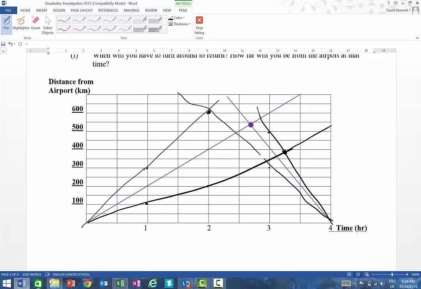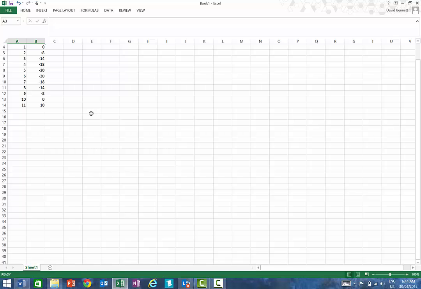Now, the best way I think of doing this is to find the intersect points. If you could find those intersect points and put them into Excel, you can have your X and Y coordinates.